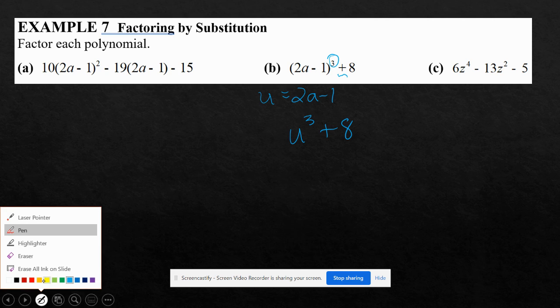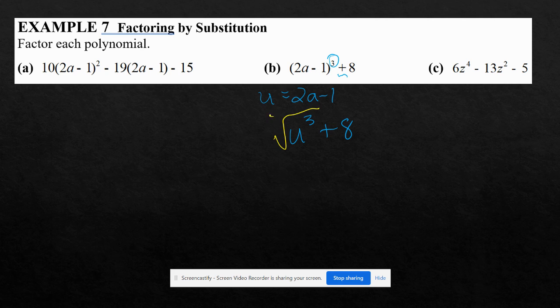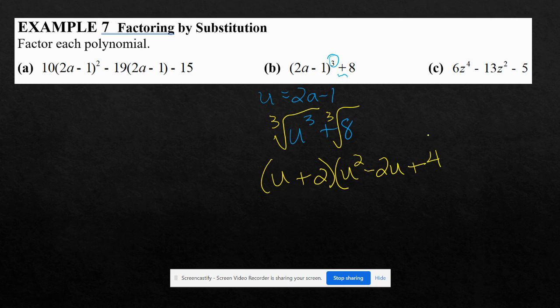Wonderful. Well, now I know what to do because I can take this and do the cube root, u plus 2. Square u is u squared, minus 2 times u is 2u, plus 2 squared is 4. So this is factored form. But remember, our original problem had a, not u.